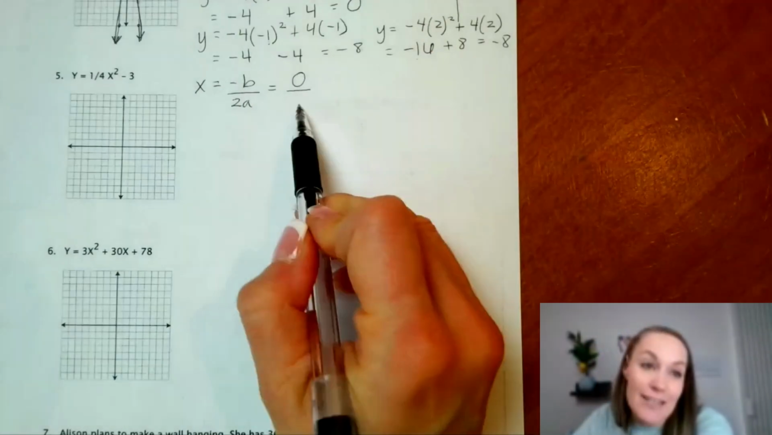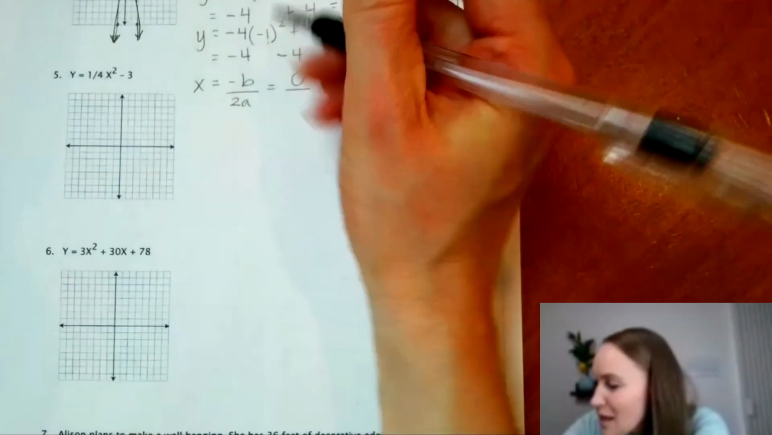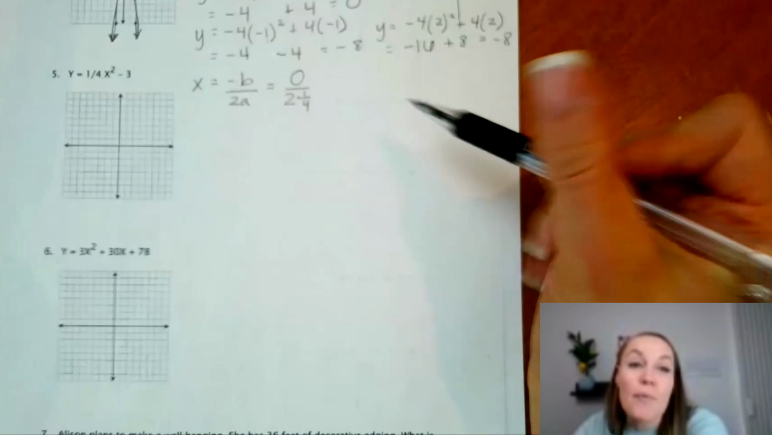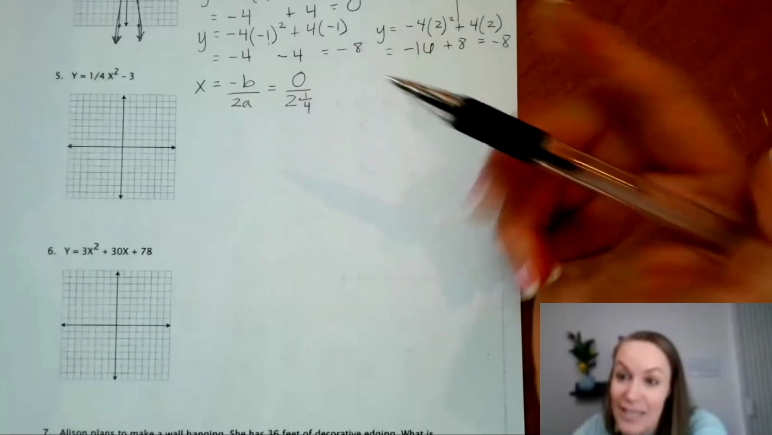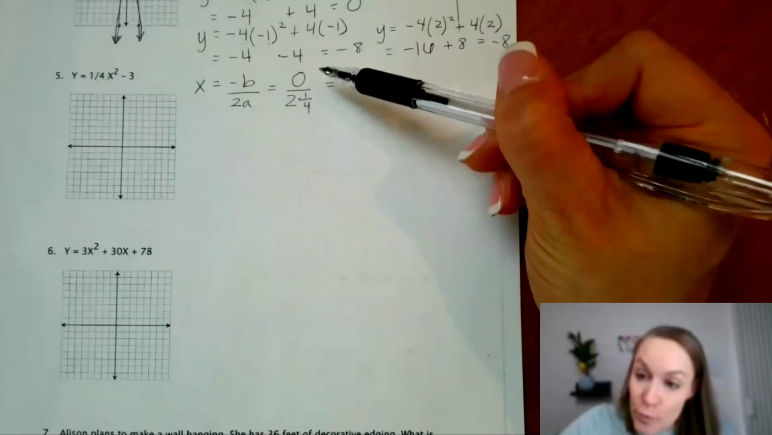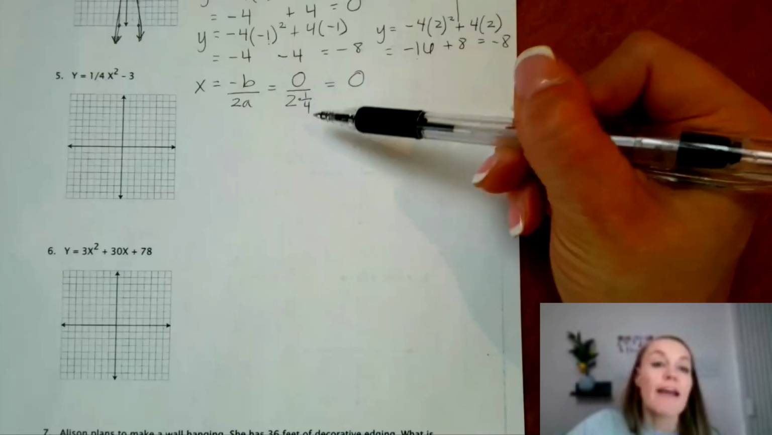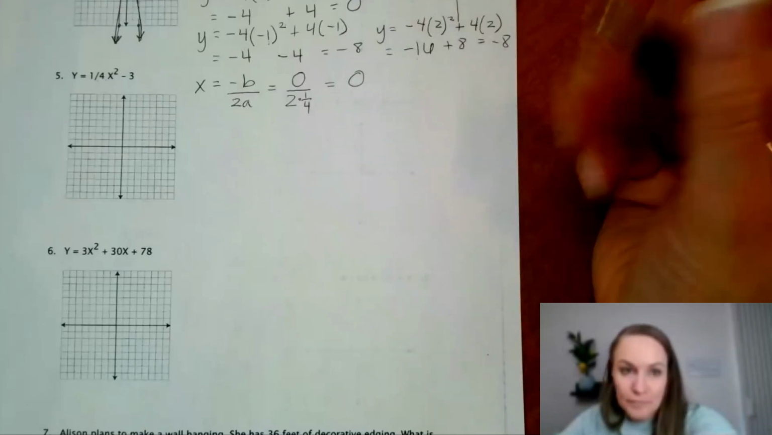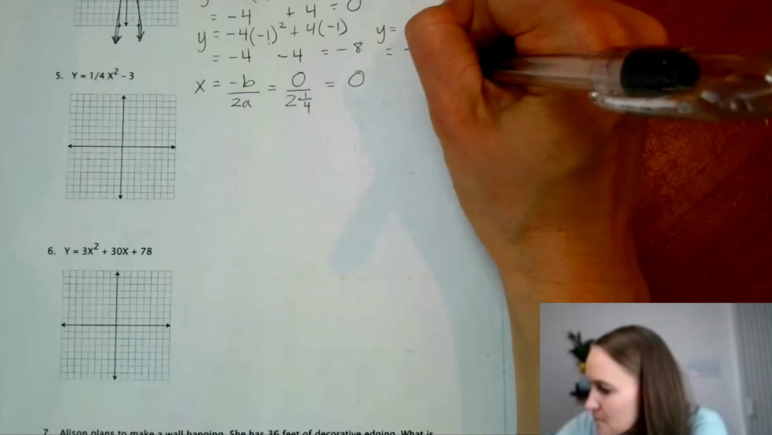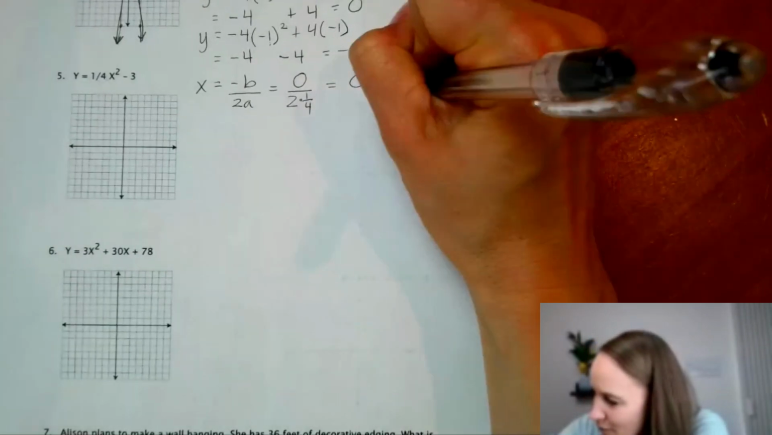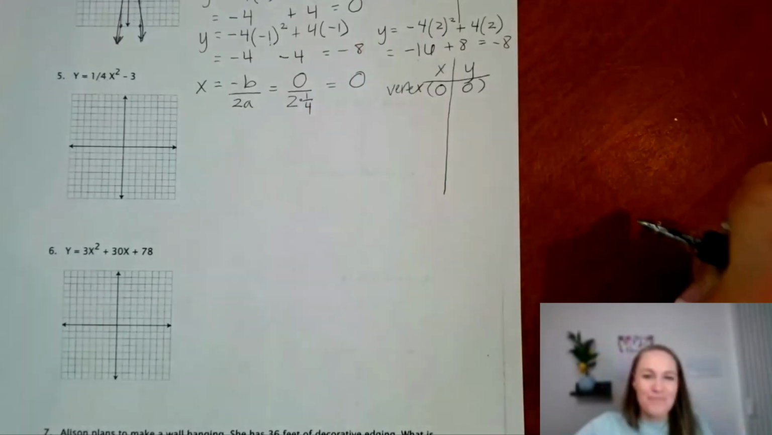Now I could find out what a is. a is 1/4. So 2 times 1/4. But I actually don't need to put anything there because 0 divided by anything is still 0. Remember, in math, we can have a 0 in the numerator, and that's just 0. But if I have a 0 in the denominator, that means it's undefined. Okay, so my vertex, let's do our XY chart. My vertex is 0, 0. I can write vertex right next to that. So great, my vertex is 0, 0.